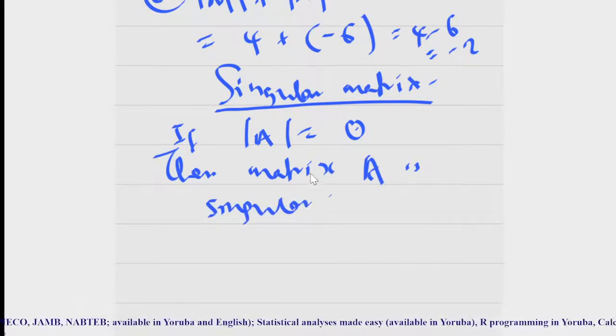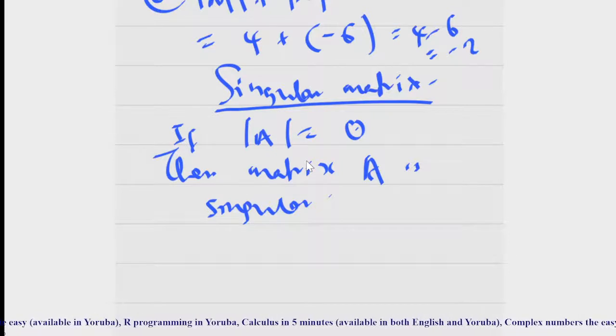So if you are asked to show that a matrix is singular, then you have to show that when you take the determinant, you are going to have it to be 0.